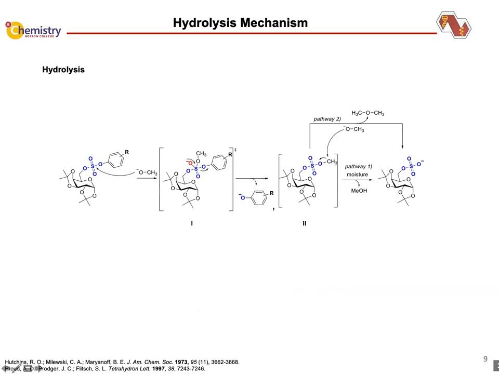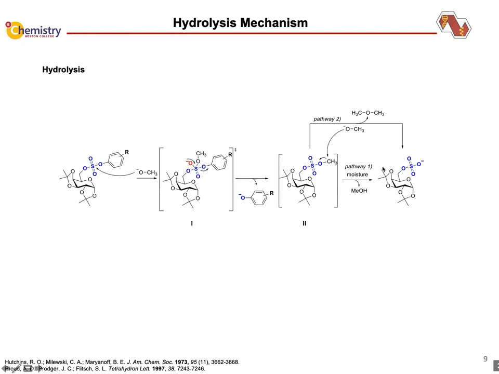The phenol is basically the leaving group. And then you will get a sulfate diester with a methyl group. And this methyl sulfate diester isn't stable, so there are only two ways for it to further decompose.